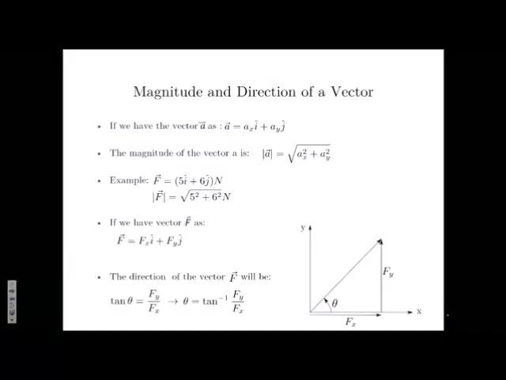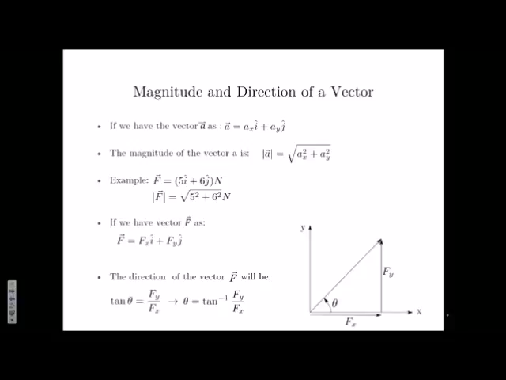A few more things: magnitude and direction of a vector. Again, you may have seen some of this before. If you are given a vector written in terms of Cartesian components, so this is the x component, this is the y component, right? A sub x indicates a component along the x direction, and a sub y is a component along the y direction.